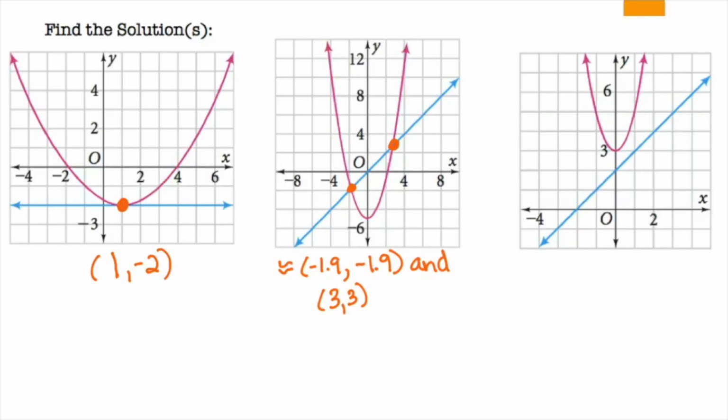And then for the last graph, remember solutions are only when the two lines cross each other. So because these two lines do not cross each other, there are no solutions, or none.